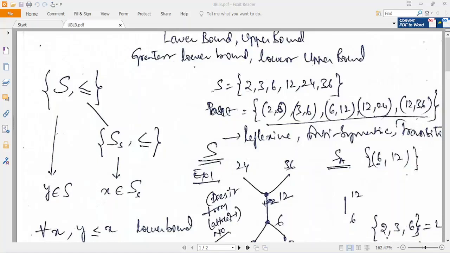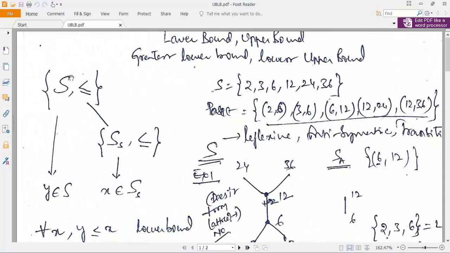In this video, we'll see what is meant by lower bound, upper bound, greatest lower bound, and lowest upper bound. These are the concepts required to know whether a Hasse diagram represents a lattice or not. In order to learn that, first of all, we should learn what is meant by lower bound and upper bound, greatest lower bound and lowest upper bound. Whenever a poset and a subset have been given, how will we identify them with respect to the Hasse diagram?